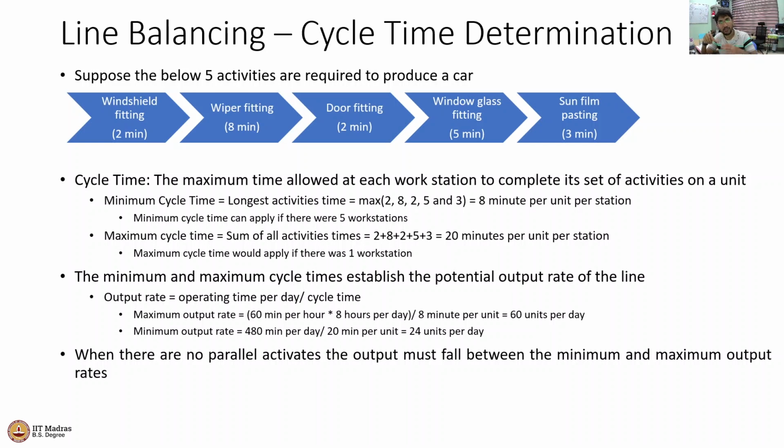But if I group all of them and do them in a single workstation, then 480 divided by 20 is going to be 24 units per day. So my output rate will fall between 60 and 24.